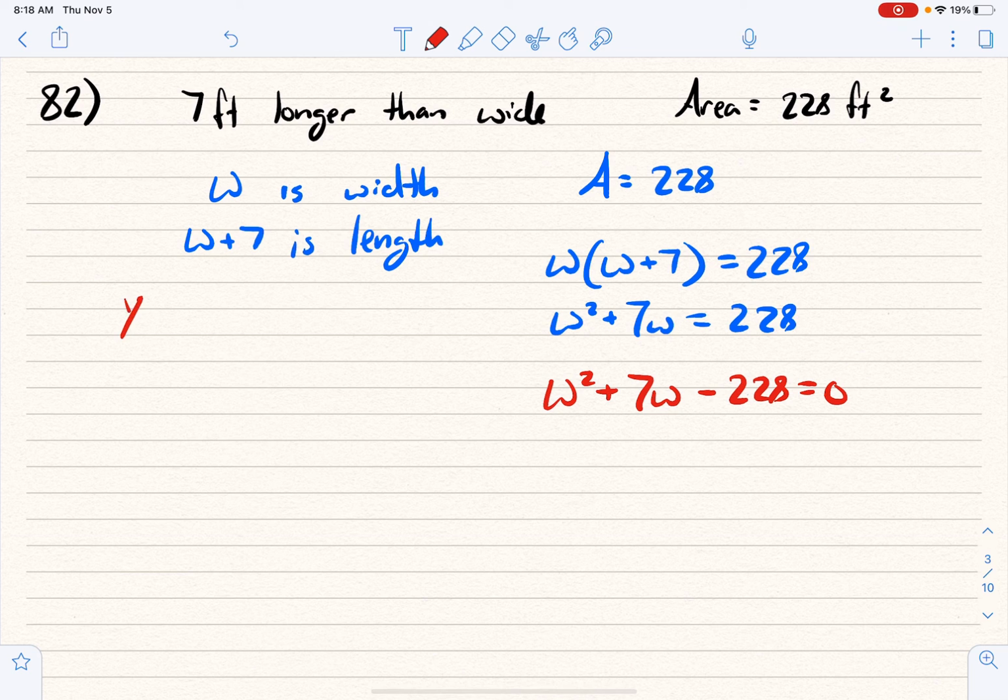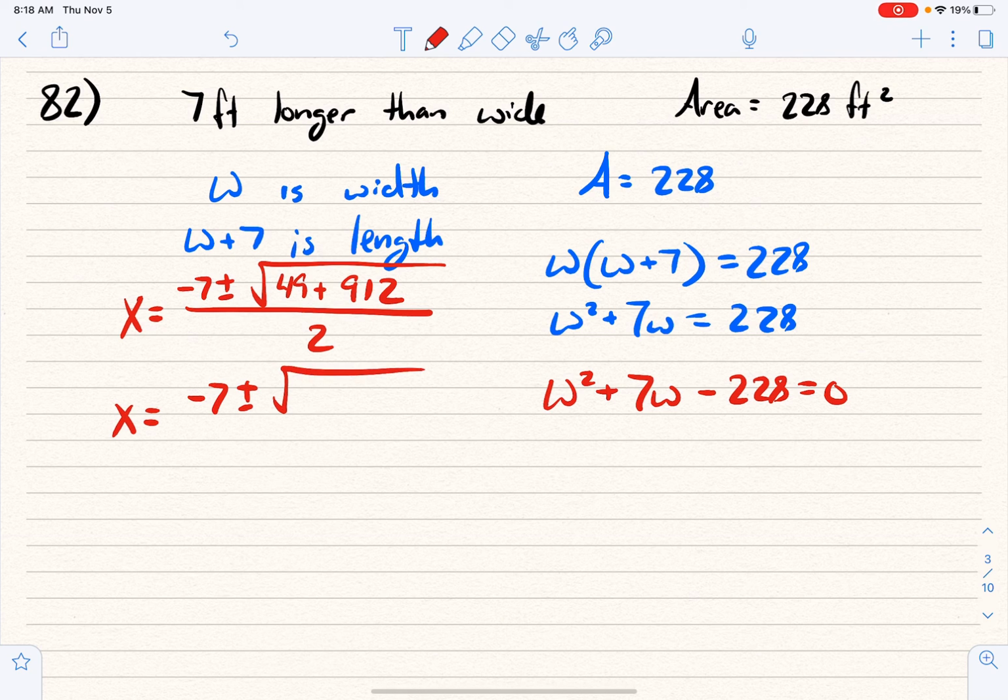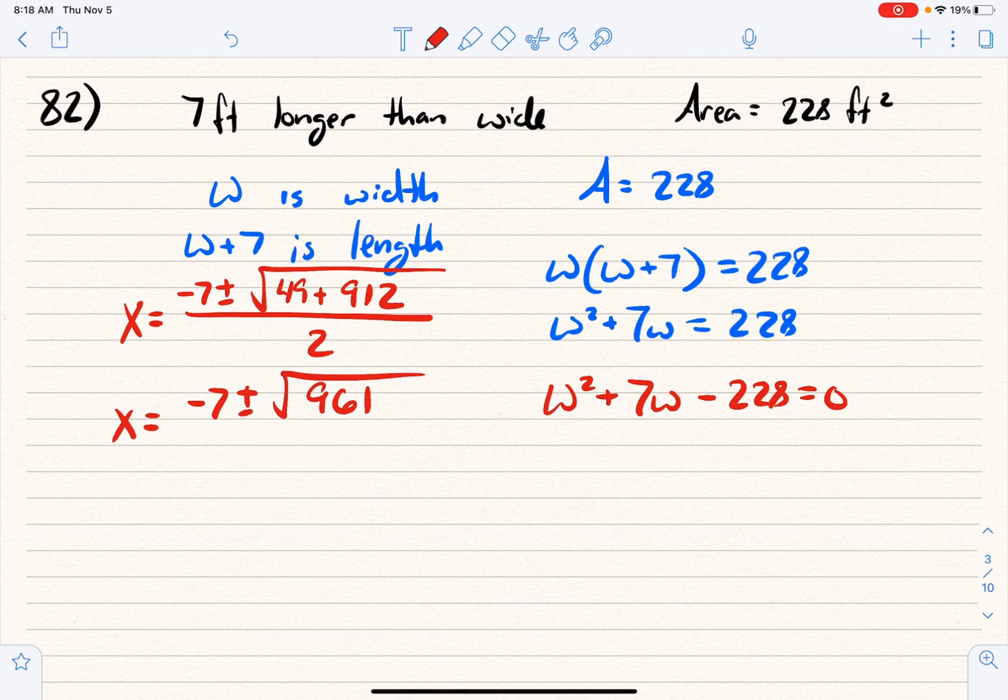And then at this point, I can say, well, W equals negative B, so that's negative 7, plus or minus the square root of B squared, that's 49, minus 4AC. Now, 4 times 1 is 4 times C. 4 times 228 is, what is that, 912? But it's a negative C, so you change that sign, and it looks like that, all over 2A, which is 2 in this case. So you get negative 7 plus or minus the square root of 49 plus 912. What is that? That's 961, which is 31 squared. And so therefore, I know that W is equal to negative 7 plus or minus 31 over 2.